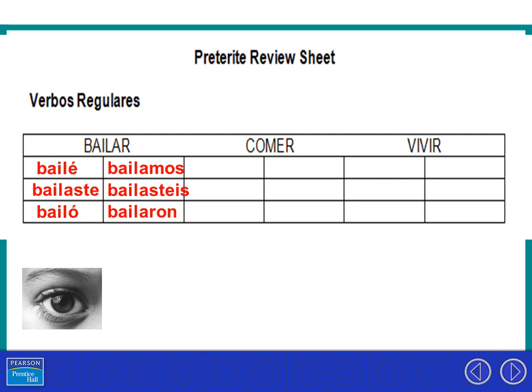So comer, now we have the ER endings. Comí, comiste, comió, comimos, comistes, and comieron. Once again, if you need to pause, go ahead and do so, but anything after that M are the endings for all IR verbs. And if you notice, comer, even though it's an ER verb, has an I, MOS ending.